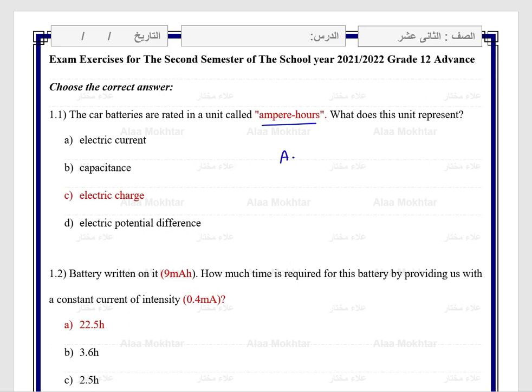Ampere hour. Ampere means current, I. Hour means time. I times T equals what? Exactly, equals Q. So ampere hour represents electric charge.